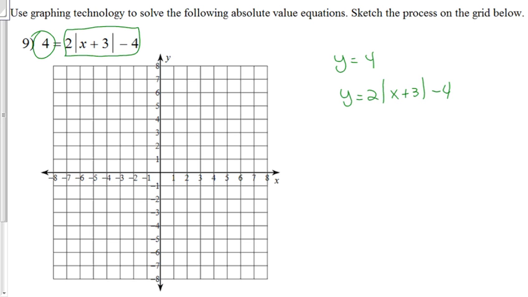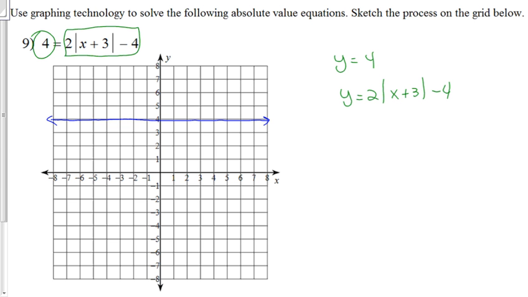So on your graphing calculator, graph y equals 4. And then hit tab and get a new line for another equation, and that's y equals 2 times absolute value of x plus 3 minus 4. If you graph the left-hand side, the y equals 4, you get a straight line through y equals 4.